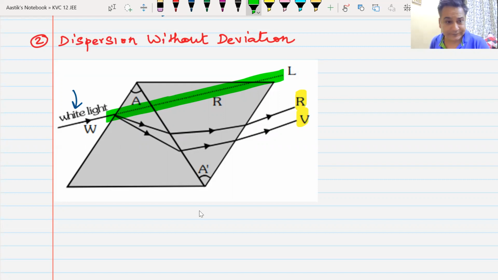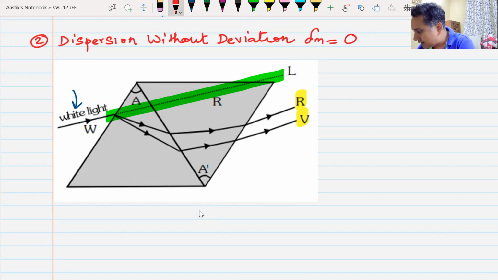When I say there is no deviation, we are talking about the deviation of the mean light. Do we understand this? Mean deviation. So here the deviation delta mean is 0 of the mean light. Do we understand this?